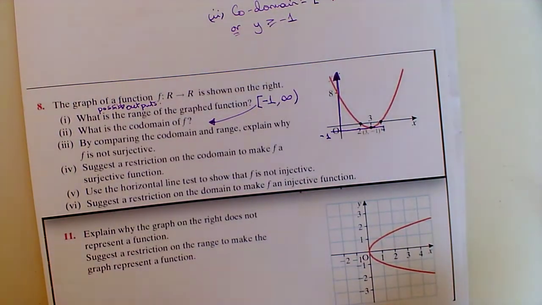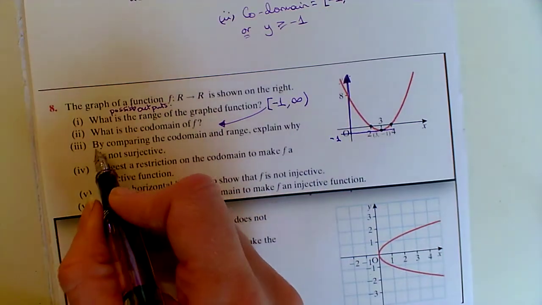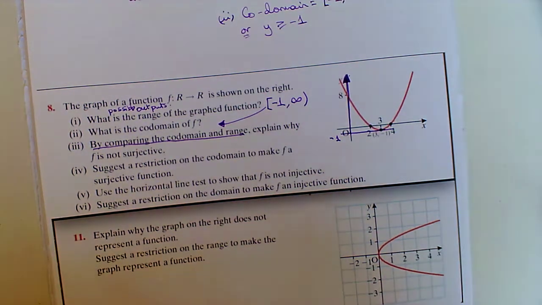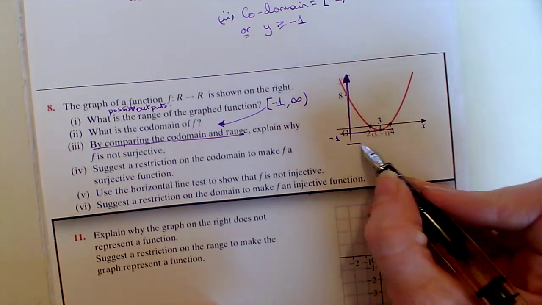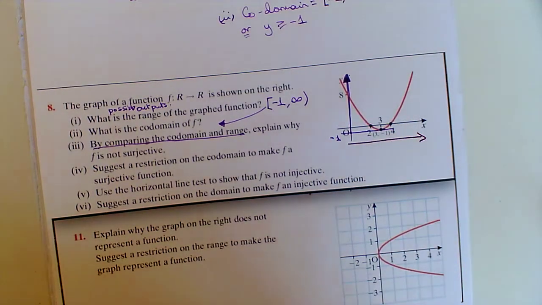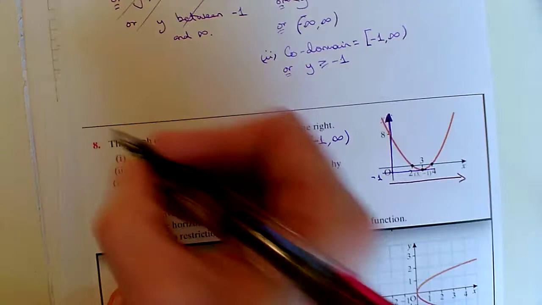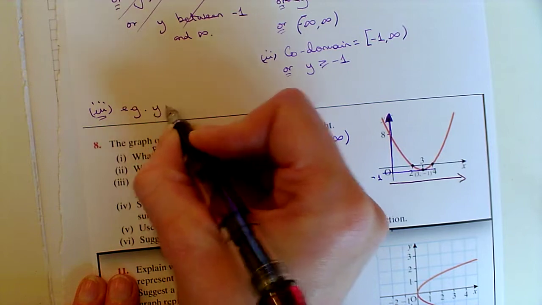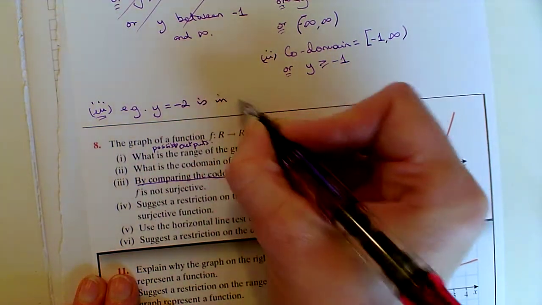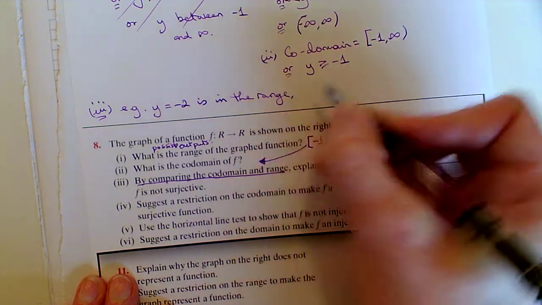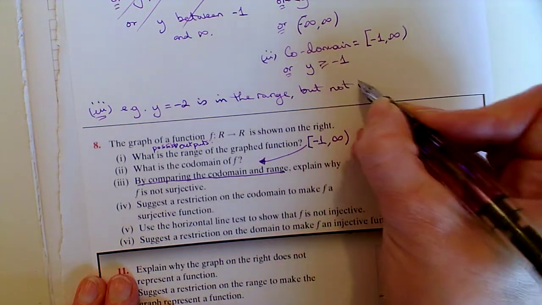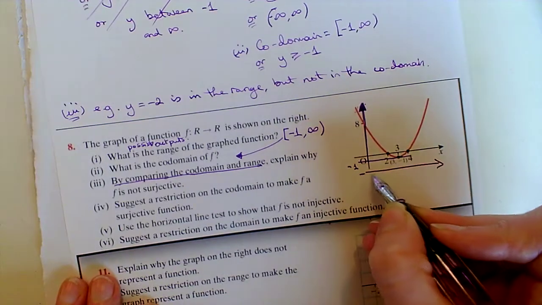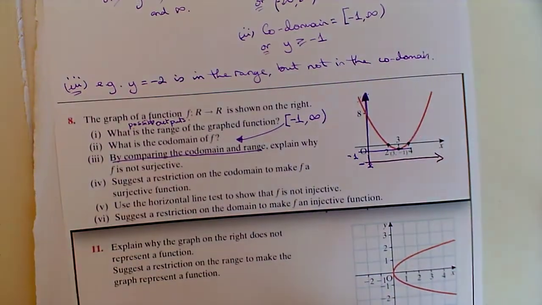By comparing the codomain and the range, this is how they want us to answer it. Explain why f is not surjective. So what we're saying there, if it's not surjective, there are possible values in the range that are not in the codomain. So all we have to do for part 3 is actually give an example. So for part 3, what we would say is, for example, y equal to -2 is in the range, but it's not in the codomain. So I could draw a horizontal line through y equal to -2, and it would never intersect my graph.